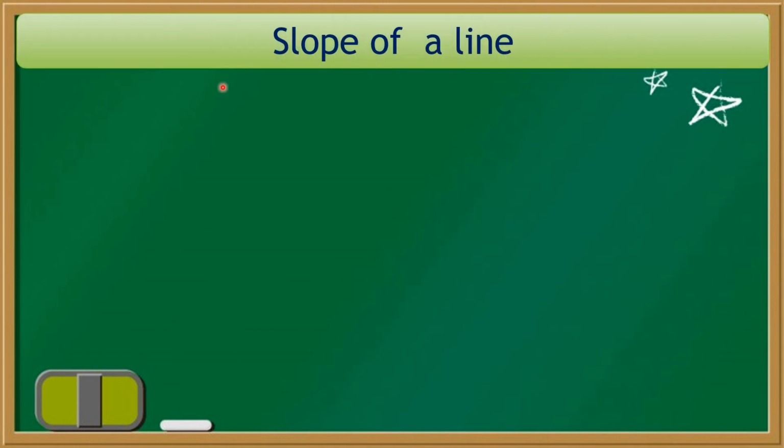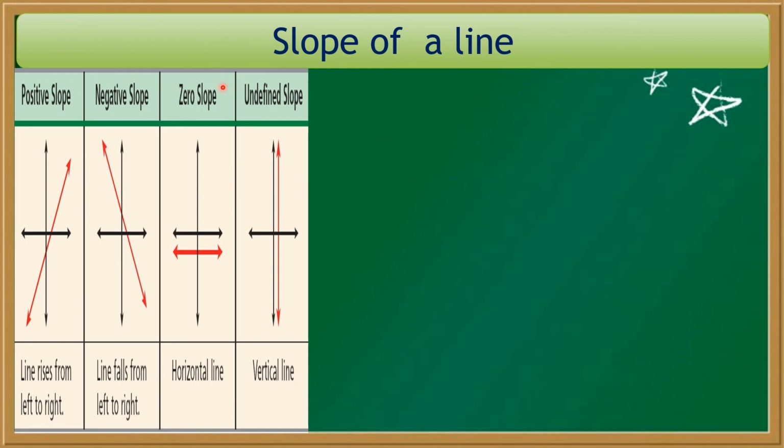To develop our memory skills, let us summarize what we have discussed about slope of a line. We have the types of slope. Line rises from left to right, positive slope. Line falls from left to right, negative slope. Horizontal line, zero slope. Vertical line, undefined slope.